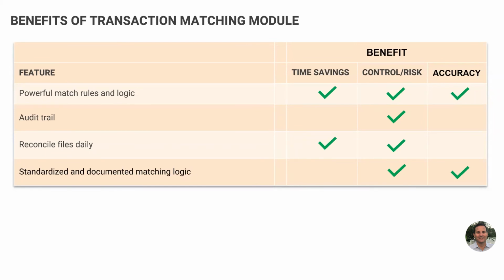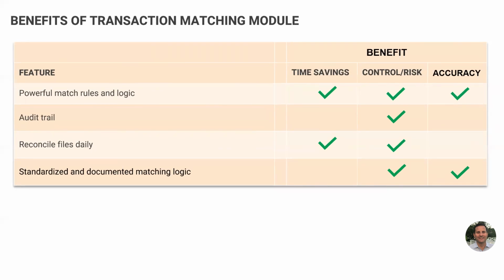Okay, so let's finish up the transaction matching module with reviewing its key benefits. The first one, which is the biggest one, is using its powerful matching logic to automate the entire reconciliation. The system does all that matching work for you. The audit trail is created for every match record, so an auditor can see which match rule was used and when the records were matched. You can reconcile files daily, allowing you to address issues the day they occur instead of waiting till month end. You have the standardized matching logic, so matching reconciliations are completed the same no matter which accountant is responsible for them.